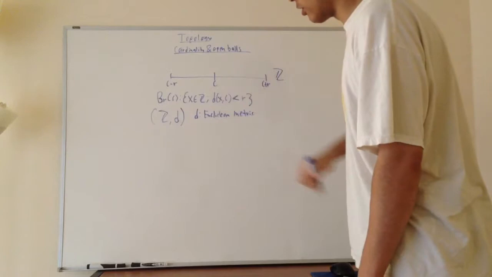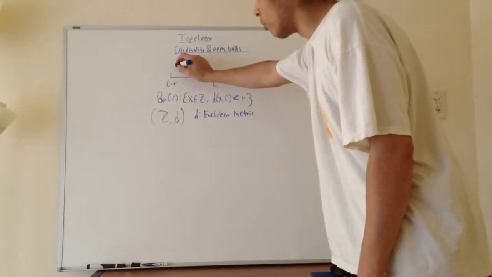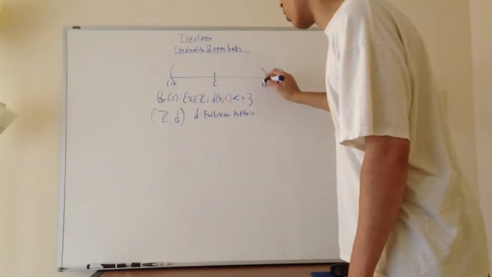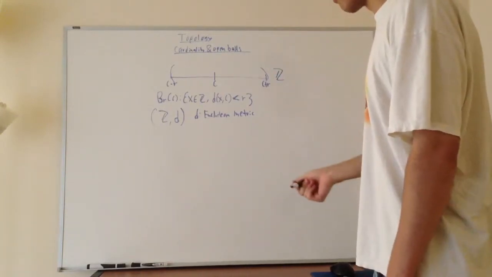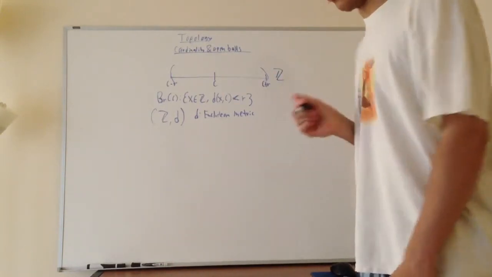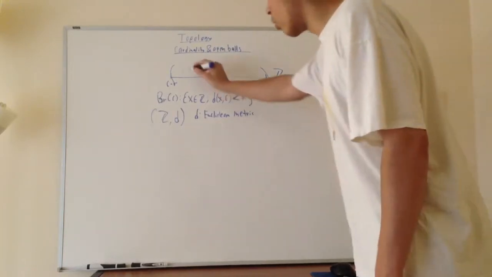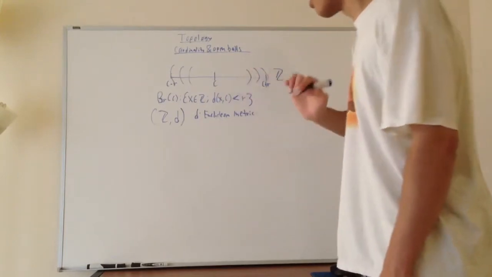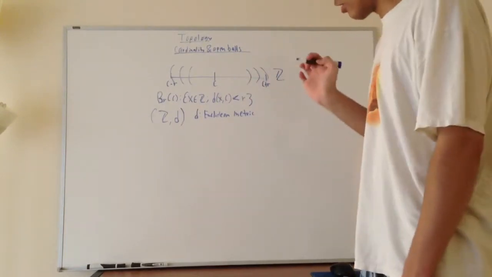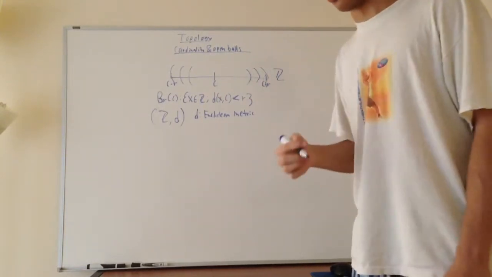So let's suppose we have a point C, and we're going to draw an open ball around the point C, from C minus r to C plus r. It seems pretty straightforward. So we have our open ball there. And what if we wanted to draw another open ball inside this one? Well, we can always just draw one inside there, one inside there, one inside there.